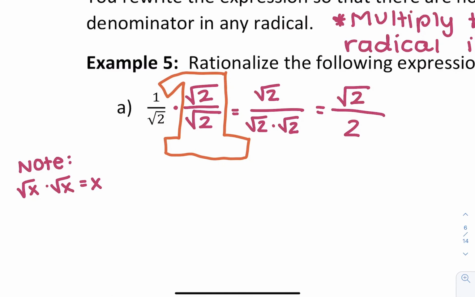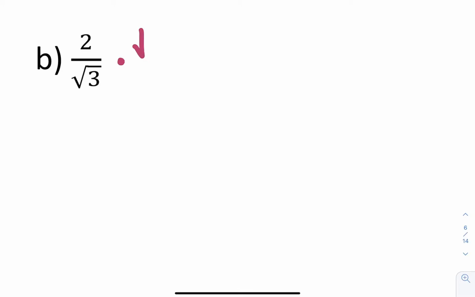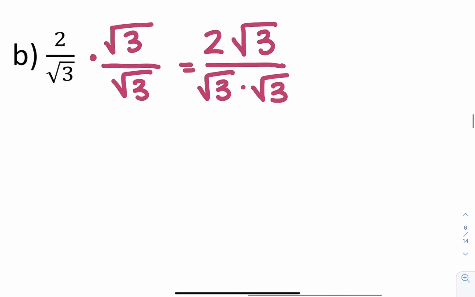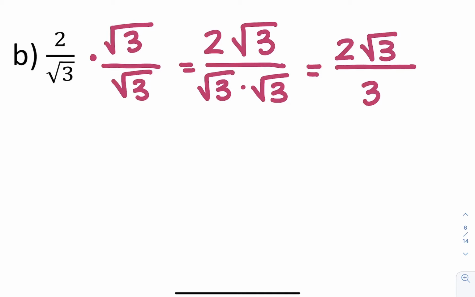In this next example, we have square root of 3 in the denominator, so we have to multiply by a creative form of 1, which is just square root of 3 over square root of 3. And see what we get. 2 times the square root of 3 in the numerator, square root of 3 times square root of 3 in the denominator. Now, we can use our trick for the denominator. Square root of 3 times itself is just 3, so we are left with 2 square root of 3 over 3.